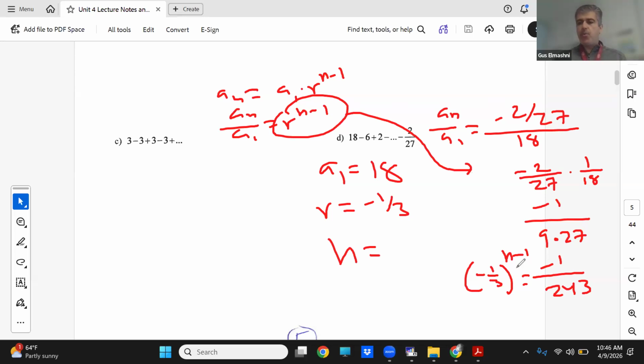And the negatives you don't have to worry about. They could drop out. How many times do you have to raise 3 to get to 243? 5. Good. So that's -1/3 raised to the 5th power. -1/3 raised to n-1. What's that going to equal, guys? Okay, let's work out the sum.